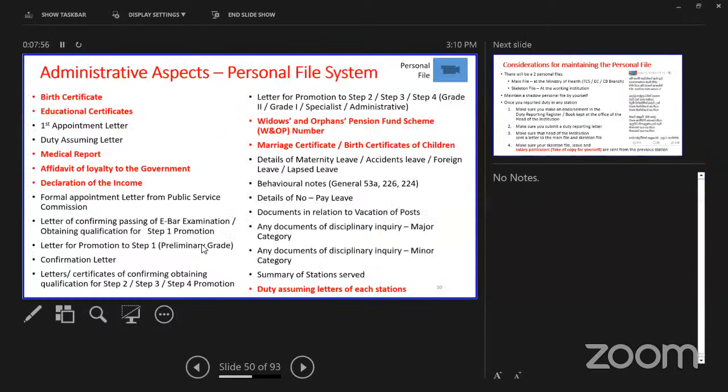Then, the personal file. It's one of the main reasons. I've told you, one of the main reasons for issues in confirmation is the incomplete personal file. I'll tell you this, and there are 2 questions.